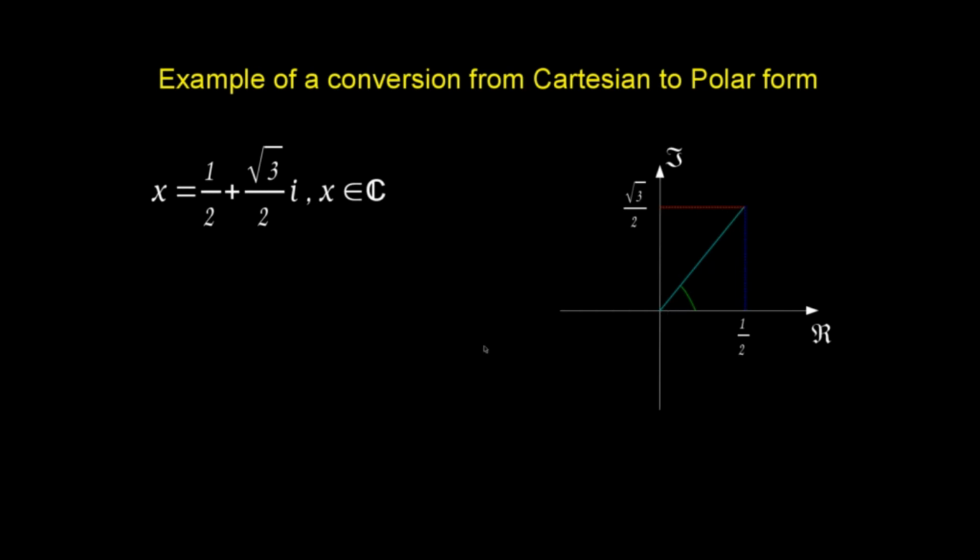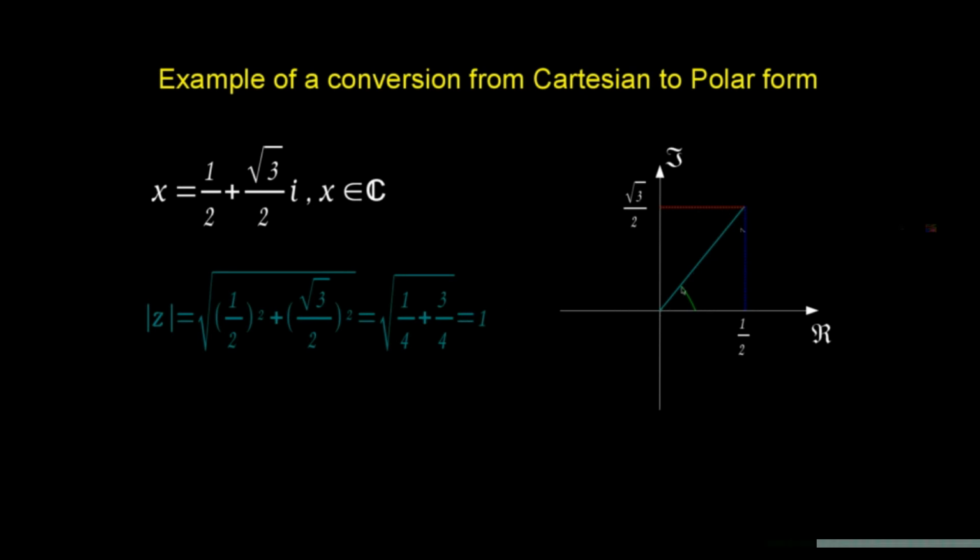Using the expressions we saw before, we can say that the modulus of z is the square root of (1 divided by 2) squared plus (the square root of 3 divided by 2) squared, which is equal to the square root of 1 divided by 4 plus 3 divided by 4, which is 1. So we can say that the modulus of our complex number is 1.